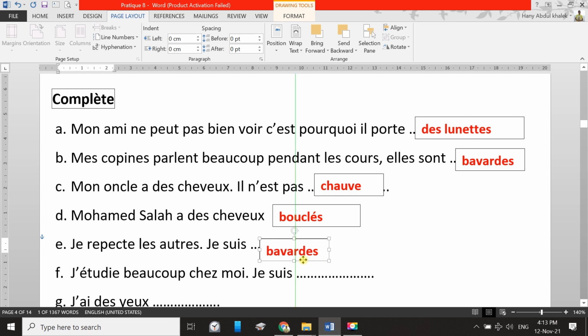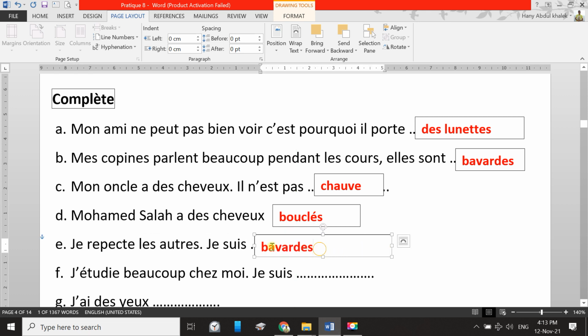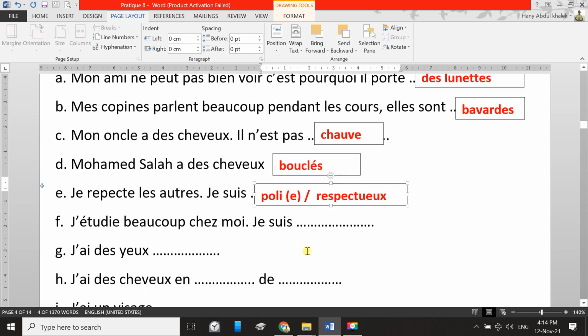Je respecte les autres. Here we can say I respect the others. So we can say here, je suis poli. Okay, I'm polite, and we can add E if the person who is talking is a girl. And we can say respectueux or respectueuse. We can cancel the X and write SE for the feminine.